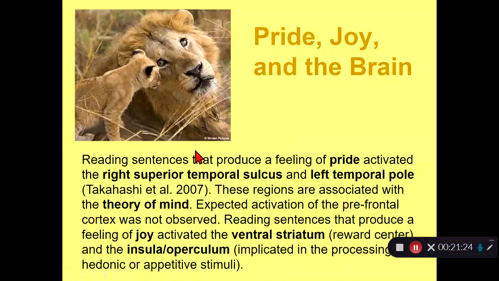And they found that sentences that produced a feeling of pride activated the right temporal sulcus and left temporal pole. And again, these are regions associated with the theory of mind. So a person reads a sentence that makes them feel proud, and that's activating parts of the brain that are involved in thinking about others, in thinking about what others think.